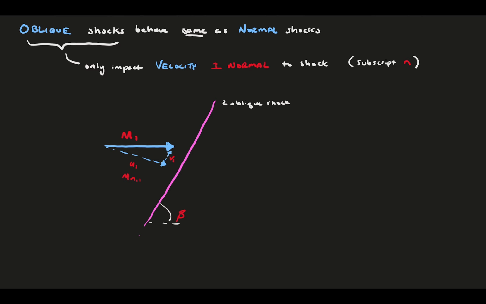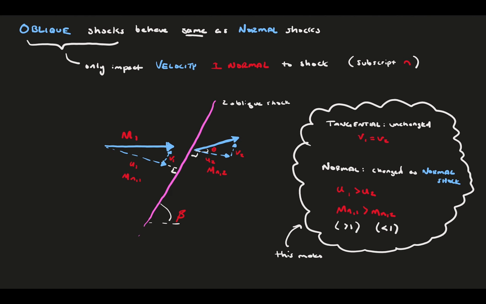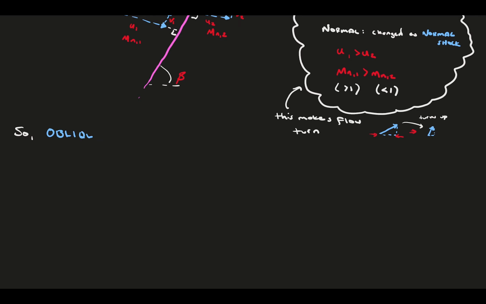After flow passes through the shock that has an angle beta, it is deflected by the angle theta, and there is a new normal and tangential component. The tangential component is unchanged through the shock, so v1 equals v2. Conversely, the normal component is slowed by the shock, so u2 is less than u1, which also means that the normal Mach number is less. The fact that the normal component changes while the tangential component is unchanged means that the velocity vector is deflected, in this case upwards. The flow that passes through normal to the oblique shock follows the normal shock equations.